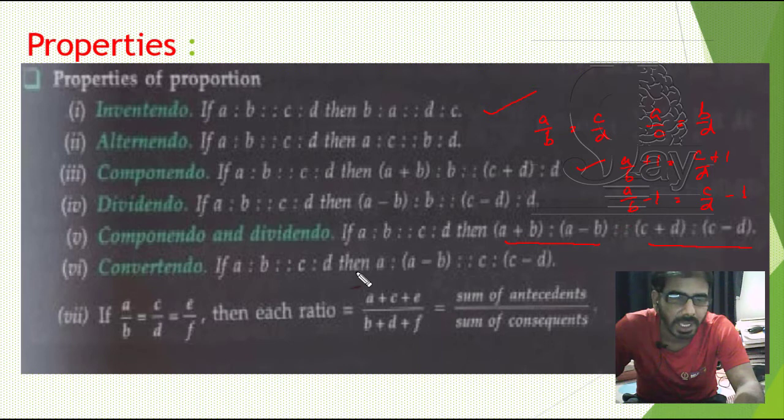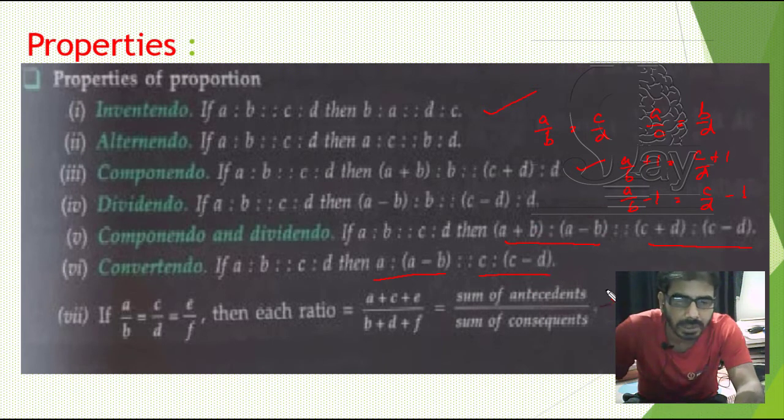Okay, what is convertendo? Convertendo is just, you can see that A by B equals C by D, then A is to A minus B equals C is to C minus D. Now in the denominator part we are just subtracting the denominator from the numerator. Okay, so we are subtracting B from A in the denominator part. Similarly here we are subtracting D from C in the denominator part.